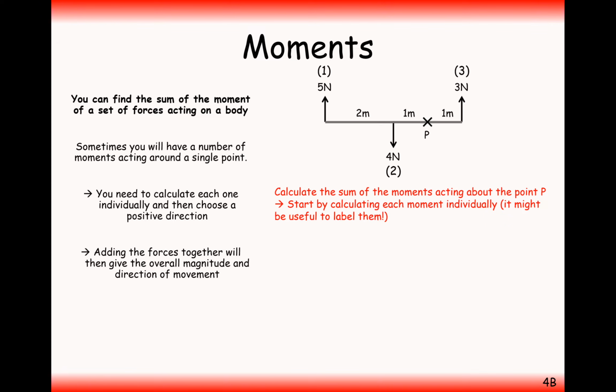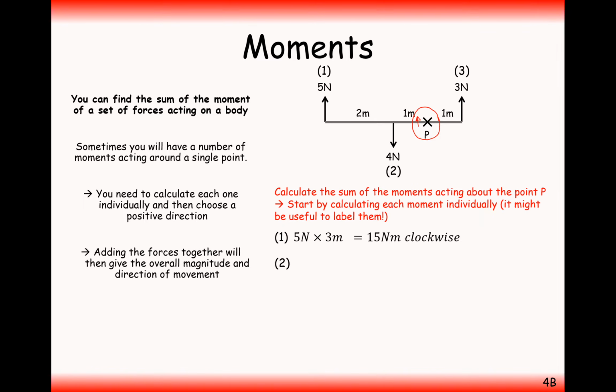point P here. Now the first moment, that's this one up here, is going to be calculated by a force of 5 times a distance of 3, and if we imagine a clock around this point here and it's going upwards on the left hand side, that's going in the clockwise direction, so that's 5 times 3 is 15 and it's in the clockwise direction.